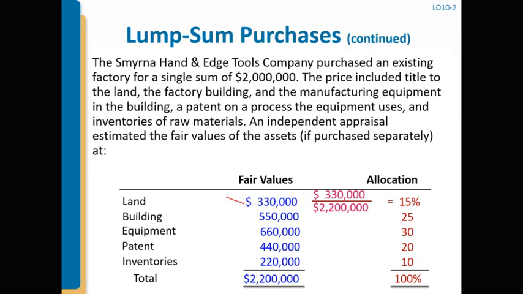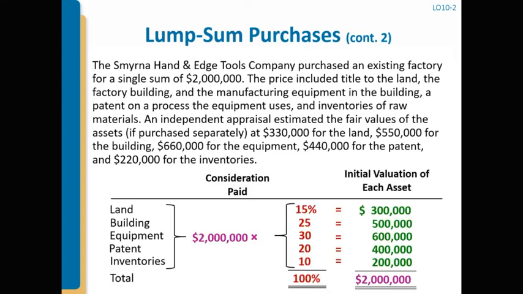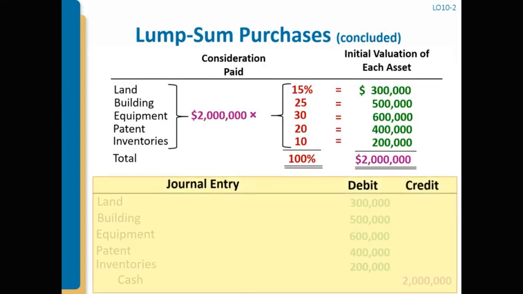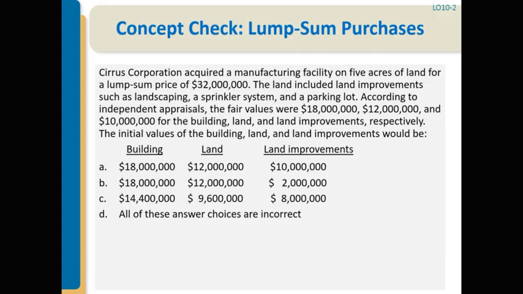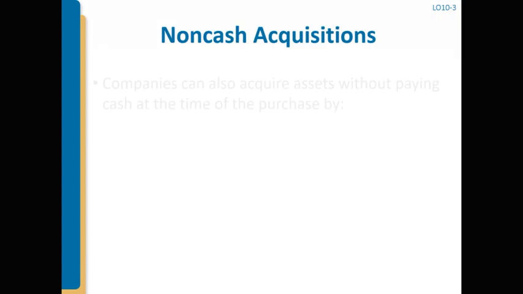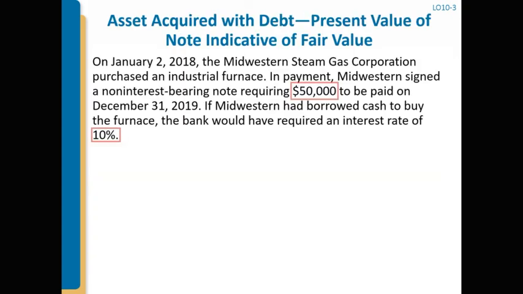So this is the fair value. So this is the total. So this one divided by this, so 15%. The same way, this one divided by this, this one divided by this, this one divided by this. So we have this. So now we will be allocating these 2 million based on this allocation base. So this is how we did that. Okay. And the lump sum purchase journal entry would be land, building, equipment, patent, inventory, cash. Non-cash acquisition, therefore.